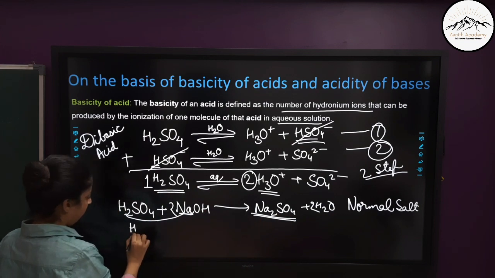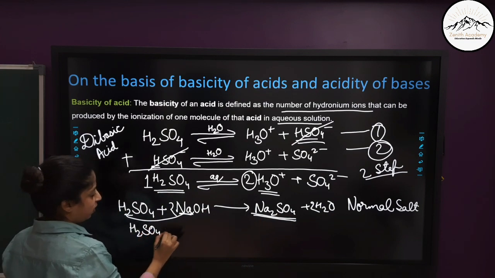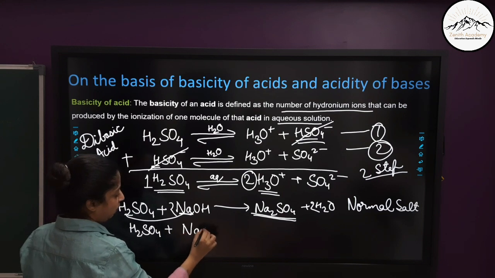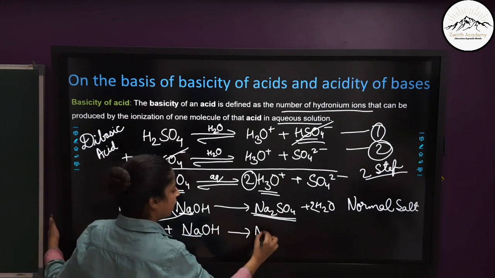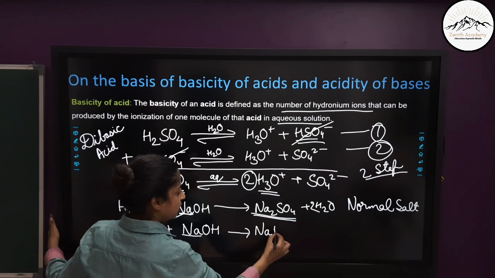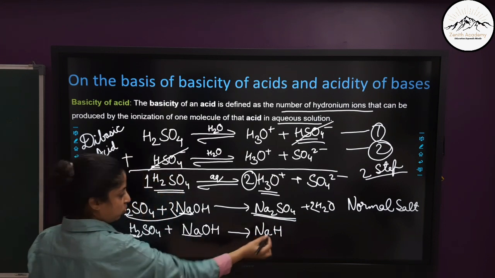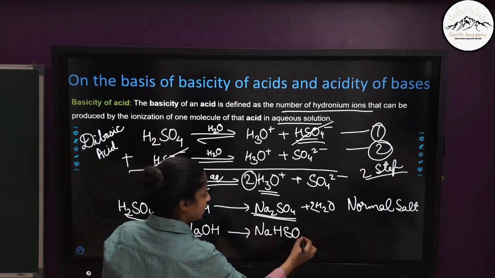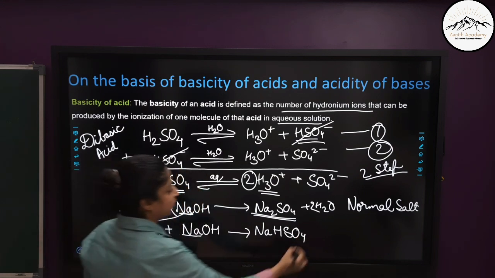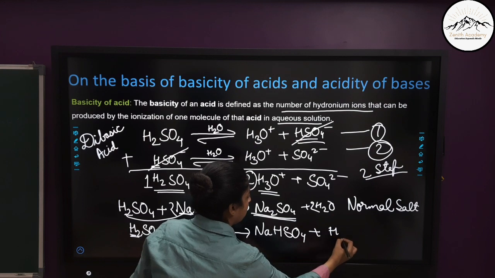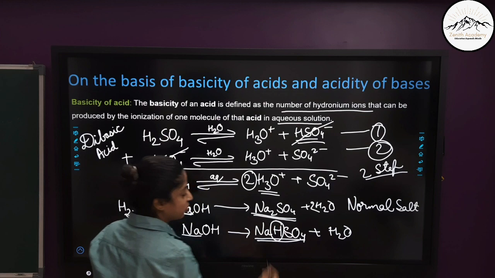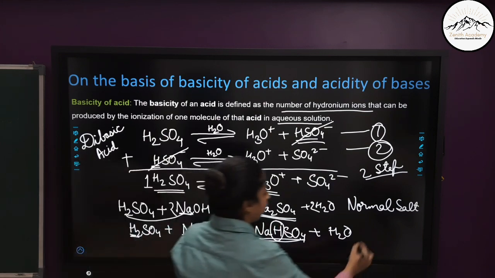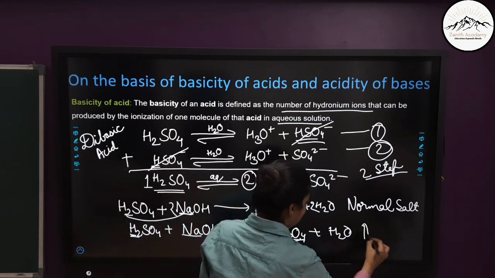But if you see that this H2SO4 when reacting with NaOH, same reaction, now this sodium is replacing one of the hydrogens. So it will form Na, and H remains because it has replaced only one hydrogen. So this forms NaHSO4, sodium bisulfate, and water. So now this salt contains one extra hydrogen, so this is known as an acidic salt.